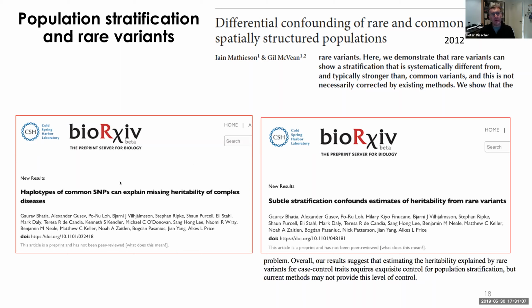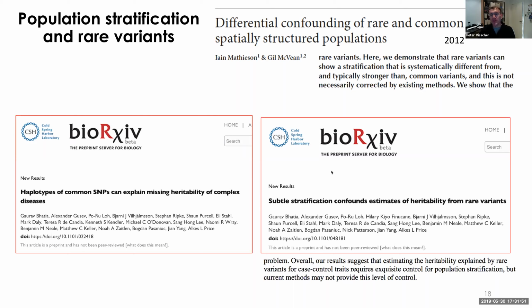In the first paper, the authors used a clever way to try to also get at rare variants using haplotypes of SNPs that were derived from arrays and from imputed SNPs, and they called these haplo-SNPs. And they concluded by constructing genetic relationship matrices from these haplotypes that they could recover nearly the full heritability for a number of diseases, including for schizophrenia. After a lot more subsequent analysis and simulations and modeling, the authors actually in a second paper concluded that this was a bias. The estimates were biased upwards due to subtle stratification.